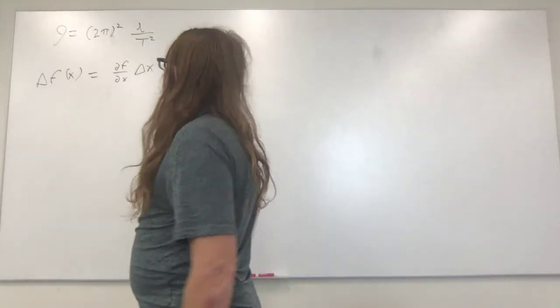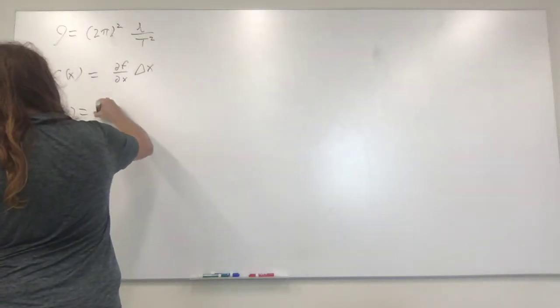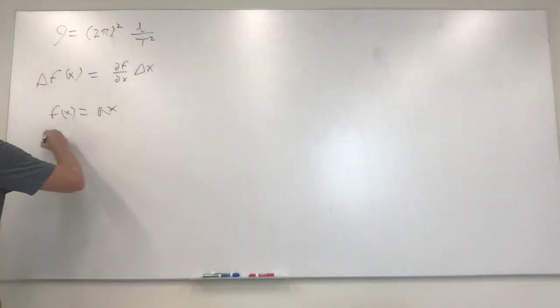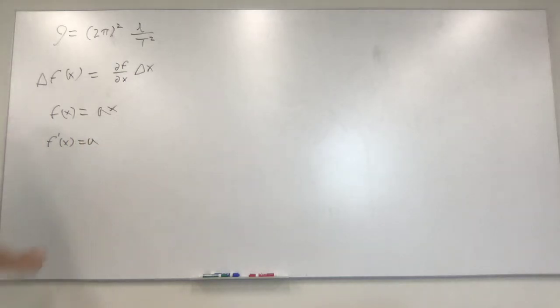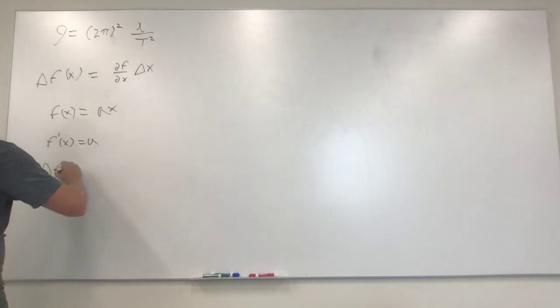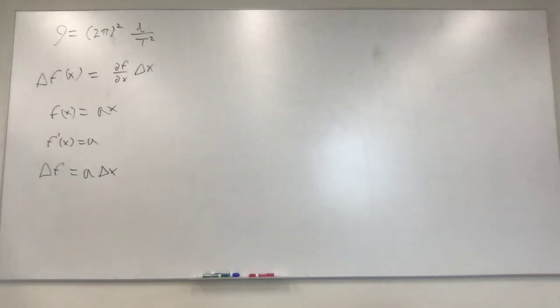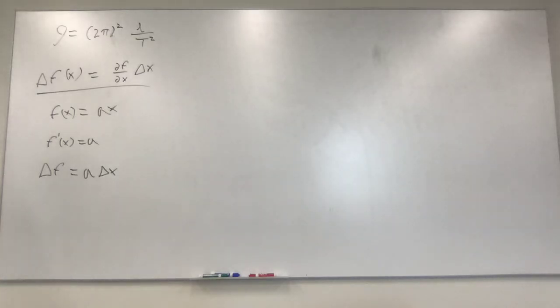And so you can say that, like, if f of x is just ax, then the derivative, which I'll call f prime of x, is just a. And so delta f would be equal to a delta x. And so that's one of the rules that's given in the manual. I just wanted to show that all of the rules that involve one variable come from that.